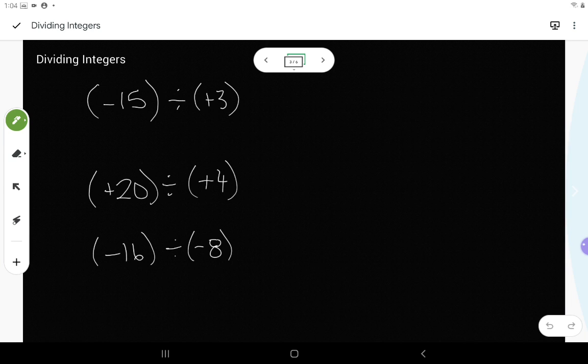So I'm looking at the signs first. Negative divided by positive, they are different, so I'm going to get a negative answer. And then 15 divided by 3 gives me 5. Okay, same idea. Positive divided by positive, so I'm going to get a positive answer. And 20 divided by 4 equals 5.